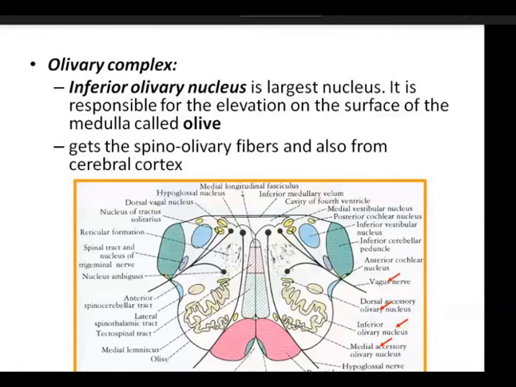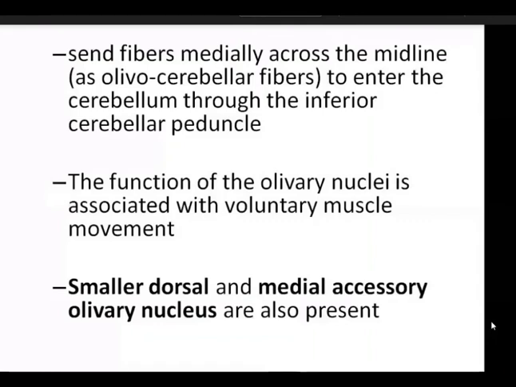In the external features we discussed the olive, the oval-shaped elevation on the lateral aspect of the medulla oblongata. That is the olive produced by the inferior olivary nucleus, which gets the spino-olivary fibers and also fibers from the cerebral cortex. So that is the olivary complex, especially the inferior olivary nucleus. That is the main feature at that level.